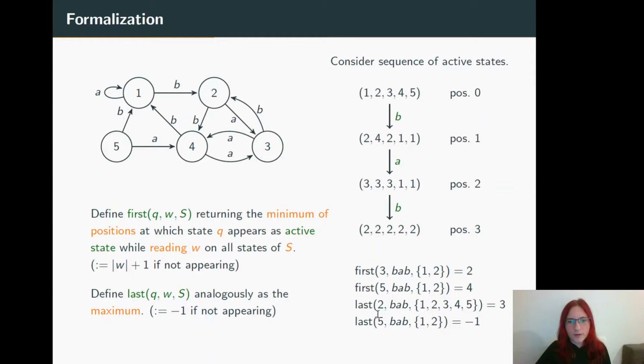On the contrary, if we consider the last position at which the state 2 appears, if we consider reading the input word on the whole state set, then we notice that this position is position 3, since the state 2 is our final synchronizing state. On the other hand, if we want to know the last position on which the state 5 appears, again on the set 1, 2, then again we notice that the state 5 does not appear at all, and hence the default case takes place, and we return the value -1.